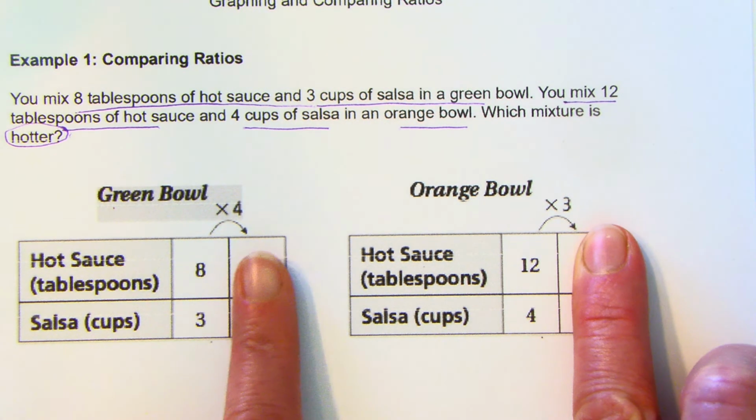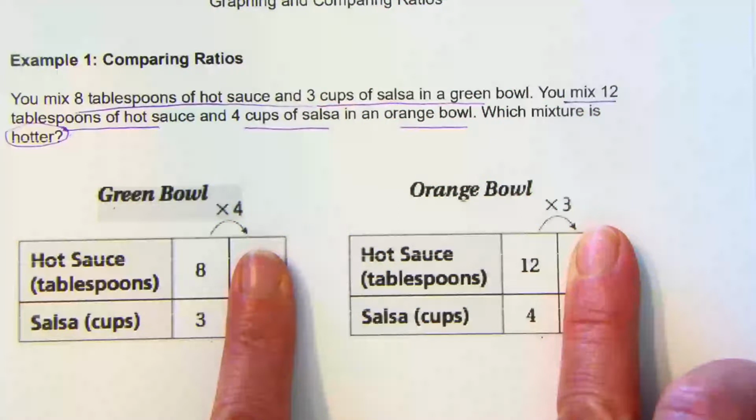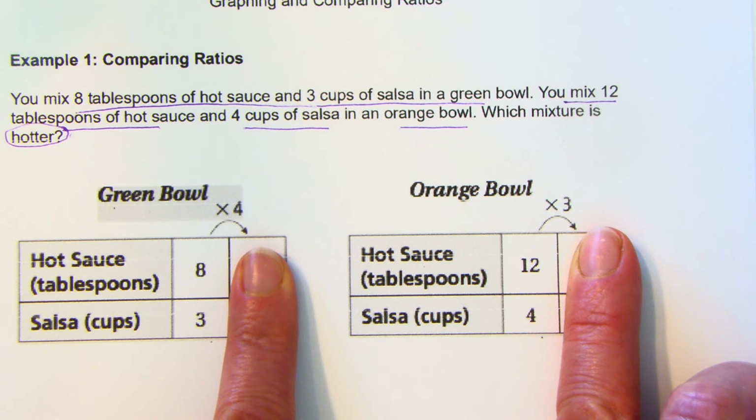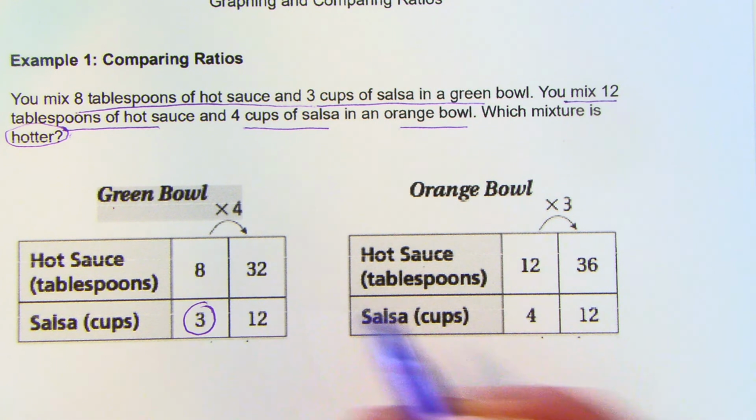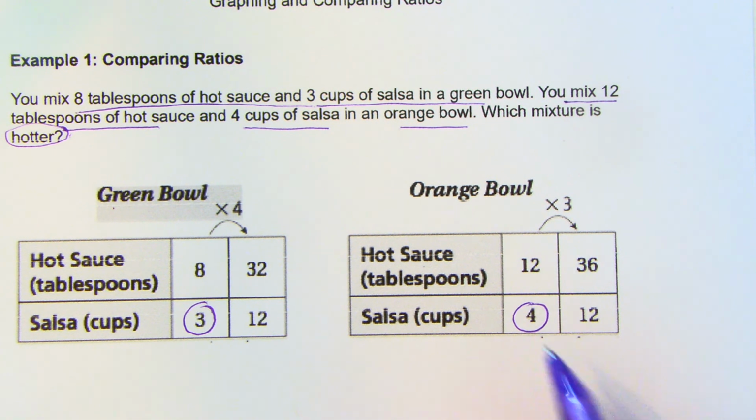And then we have to have some way of comparing this information. So you start out like this. And it's like, well, how do I decide which is hotter? 8 to 3 or 12 to 4? I need some sort of common denominator. Right? So I look at 3 and I look at 4. In order to compare those, just like when you're comparing fractions, you need a common denominator. A common denominator for 3 and 4 is 12.